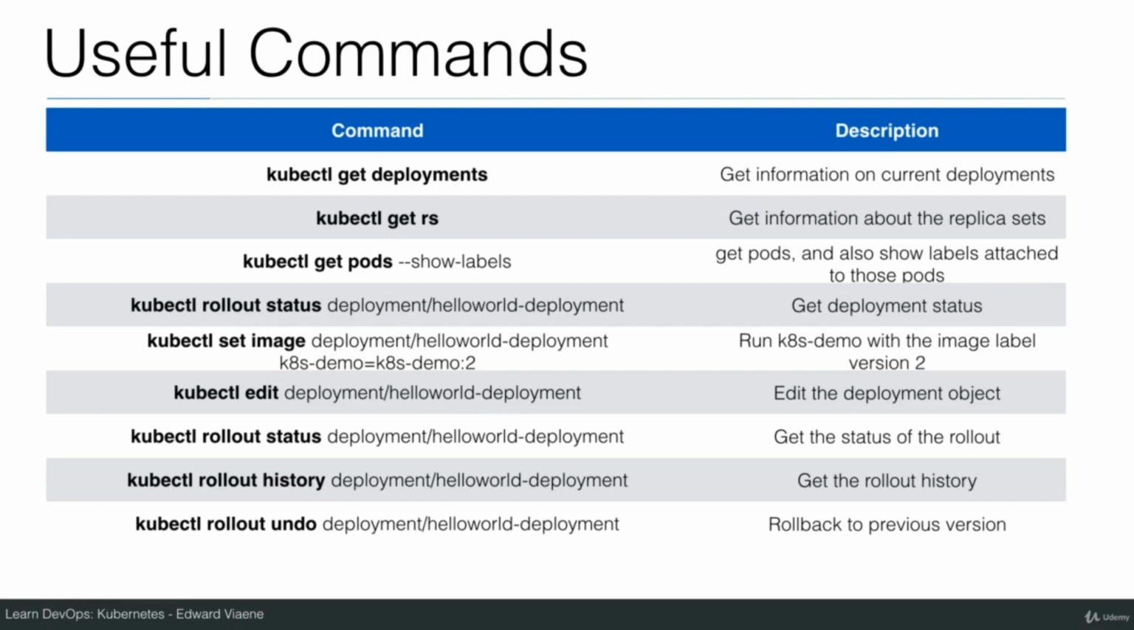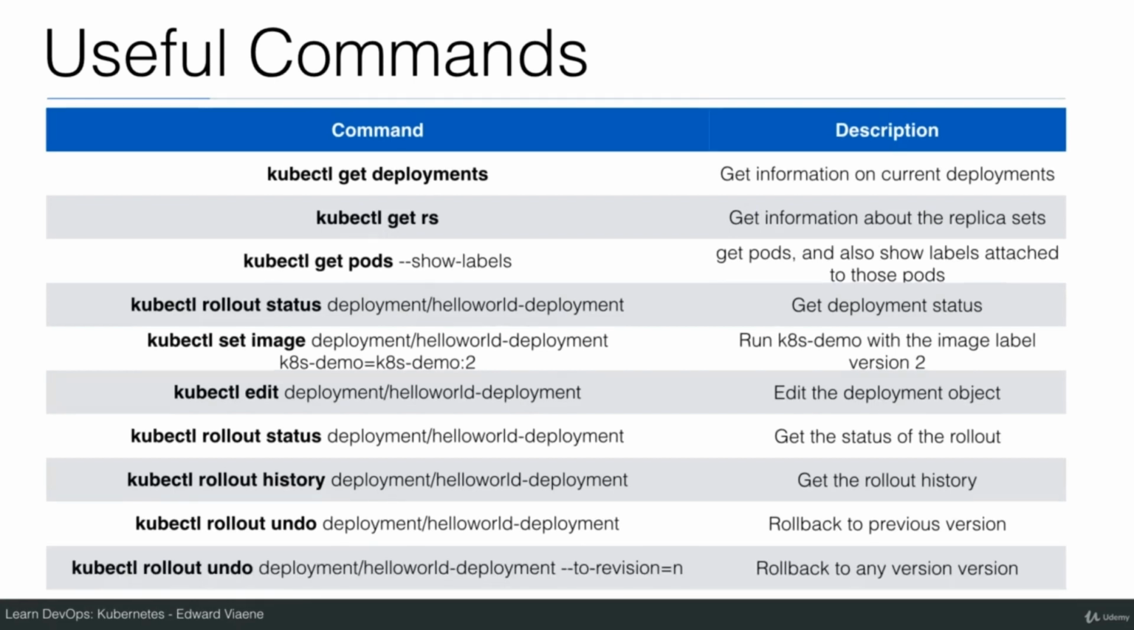If you release a new version of your app, let's say version 3, and you want to go back to version 2, then you can do kubectl rollout undo, and this rolls back to the previous version. If you want to roll back to another version, you can see all the versions using rollout history. If you want to then roll back to version 1, for instance, you can specify with rollout undo, to revision and then the revision number. That gives you the possibility to roll back to any version. In the next demo, I'm going to show you how this all works.